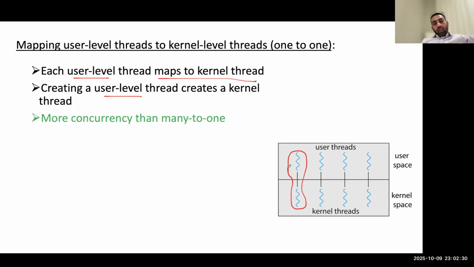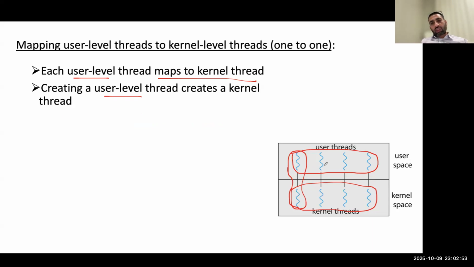Why? Because now, if you have four cores, you can run four user level threads at the same time. These four kernel threads are running on those four cores at the same time, and each one of them is taking care of one independent user level thread.